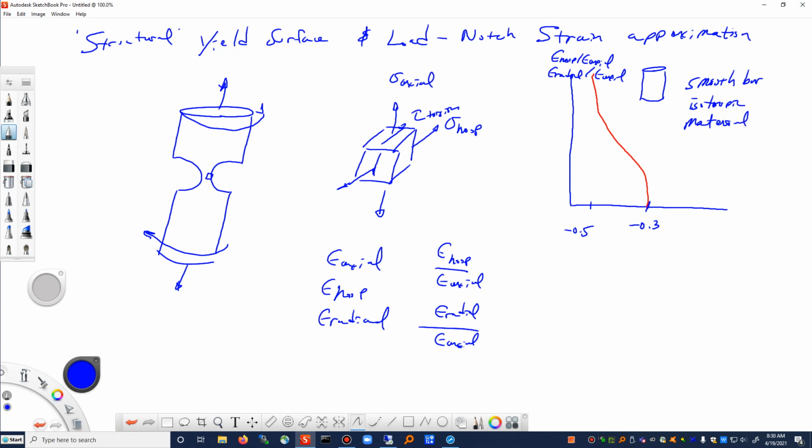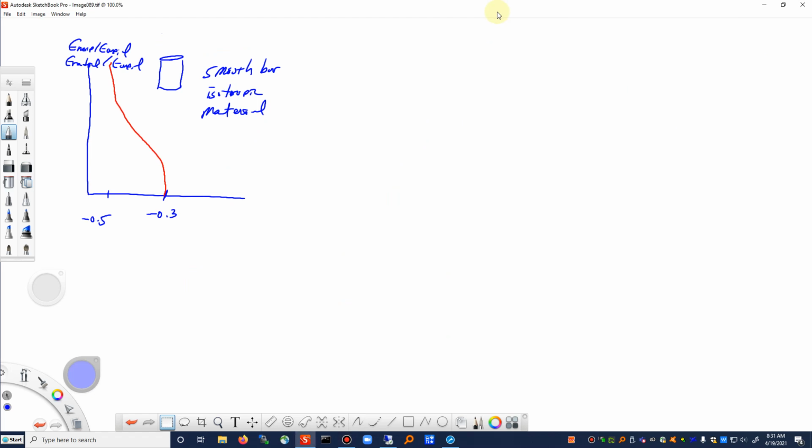Let me make a new page. All right, there's my smooth bar behavior. Well, the presence of that hoop stress changes these ratios if we have a notched bar. Let me make the same kind of plot.